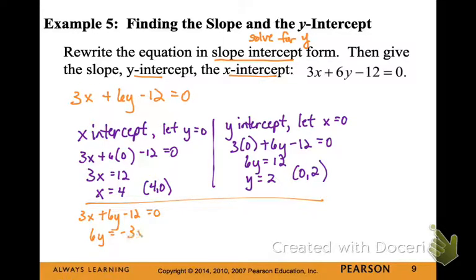Now I'm going to rewrite that equation in slope-intercept form, which just means I'm going to solve for y, and I put a little note up there. When you solve for y, put the x term first on the right side of the equal sign. The number in front of x is your slope, and then the number at the end of the equation is your y-intercept.